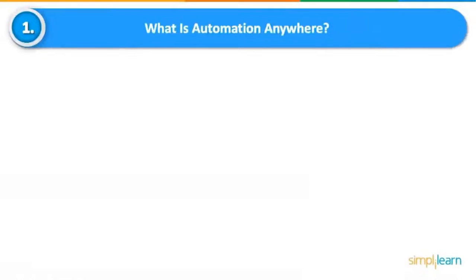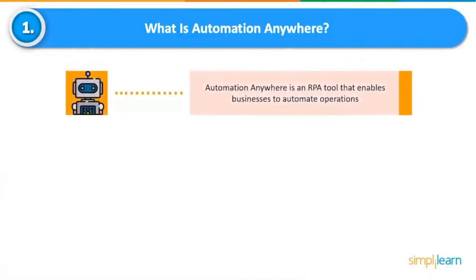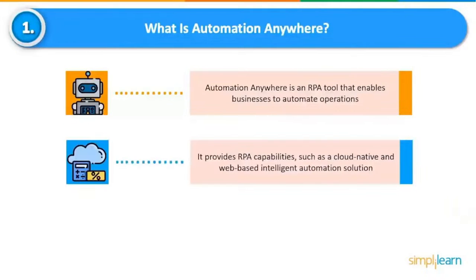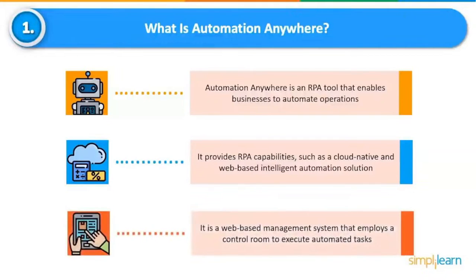What is Automation Anywhere? Automation Anywhere is a well-known robotic process automation tool that enables businesses to automate end-to-end business operations. It provides powerful and user-friendly RPA capabilities such as cloud-native, web-based intelligent automation solution for automating any complex task. It is a web-based management system that employs a control room to execute automated tasks. It improves the efficiency of business process and reduces the need for human labor.